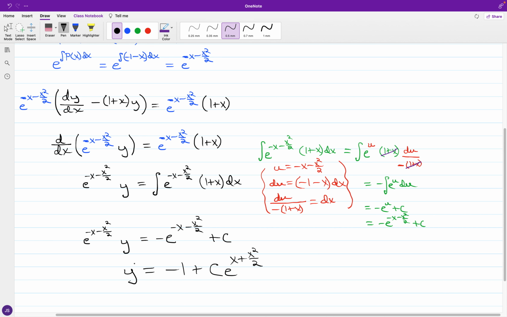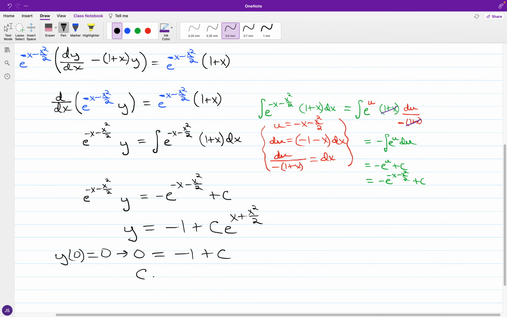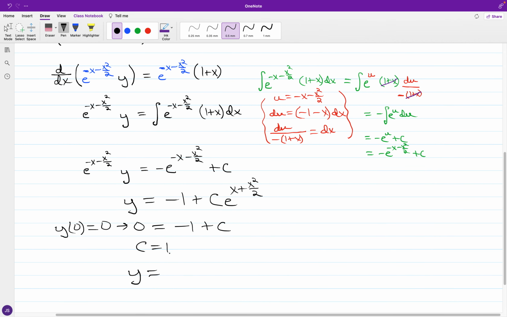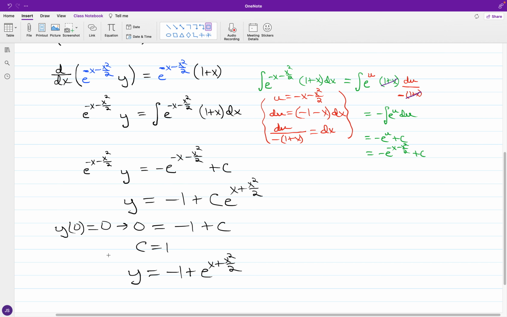And with the initial condition, y naught equals 0, so y is at 0 when x is at 0, so you have 0 is equal to -1 plus c, and so this is going to land c is equal to 1. Putting back in, for the specific solution, y is equal to -1 plus e raised to the x plus 1/2 of x squared.